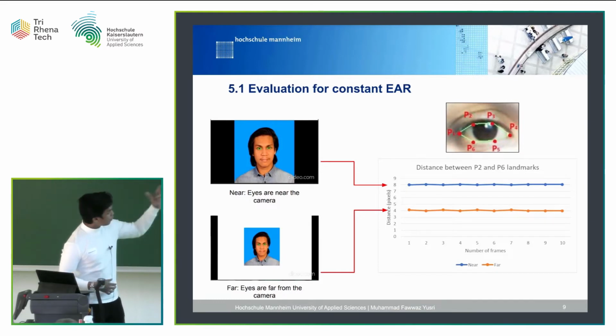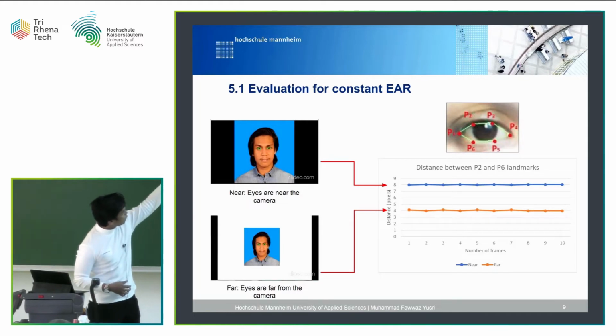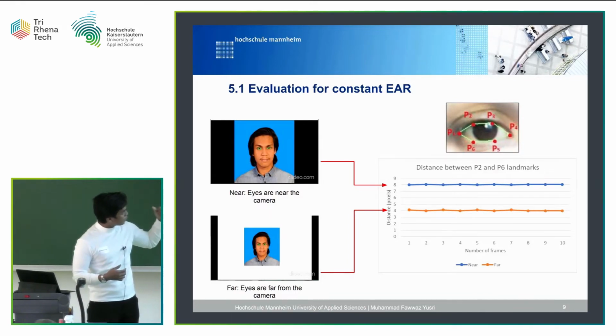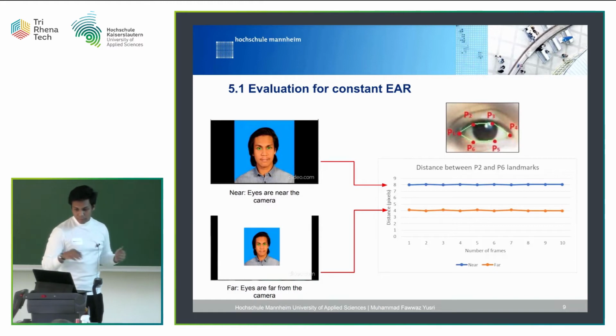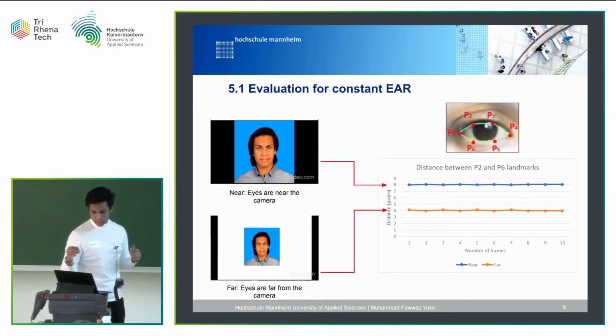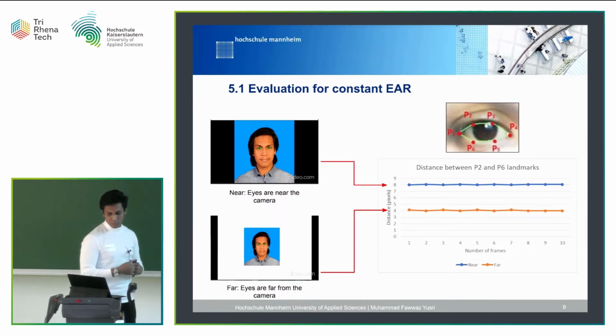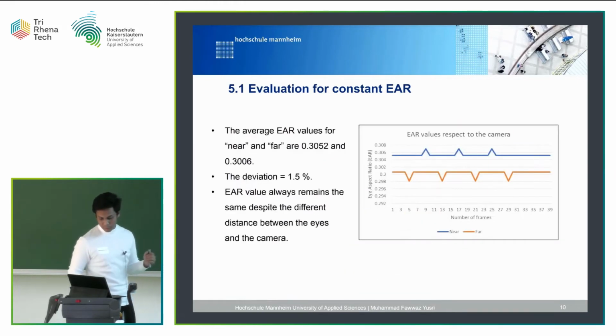For the first approach, you can see that we have 2 images. The first one is the near image, which represents the eyes being near to the camera, and the second one is the far image, where the eyes are far from the camera. For the near image, the distance is 8 pixels, and for the far image it is 4 pixels. This means that the value changes if the distance between the camera and the driver varies.